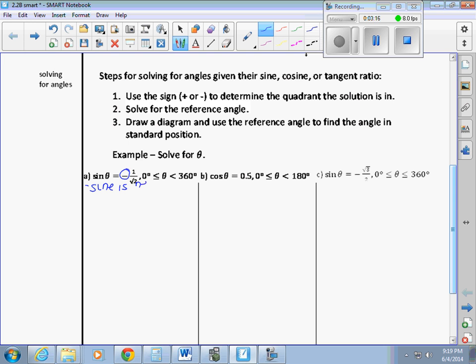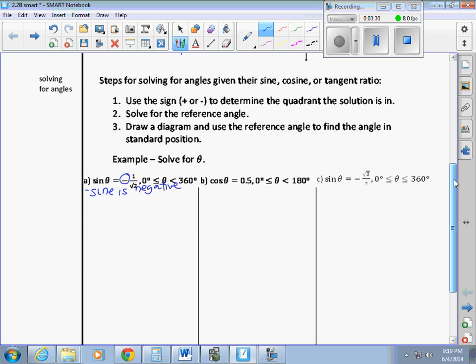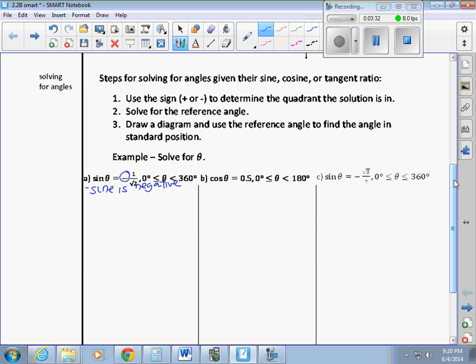Sine is negative. I'll just pull this down so you can see. So sine is negative in quadrant 3 and quadrant 4, because in 1 and 2, it's positive. So I know I'm looking at an angle in quadrant 3 or 4. So that's where the terminal arm must be.